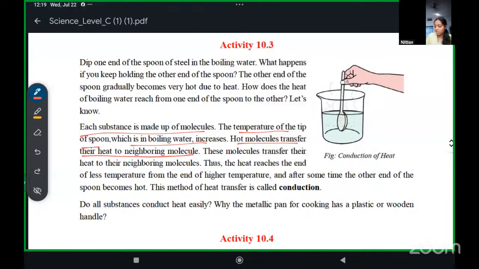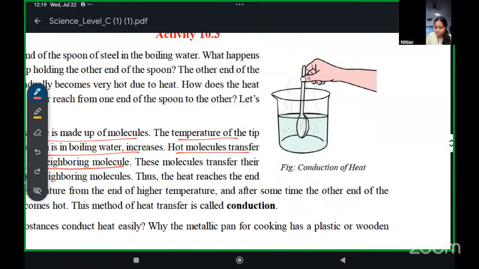See, some molecules are present here, and some molecules are present here above. So as this area becomes hot, it will transfer the heat slowly to the upper molecule. The heat will be transferred, passed on to the neighbor molecule. It will say, why should I bear all the heat?